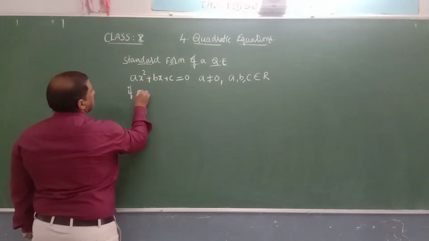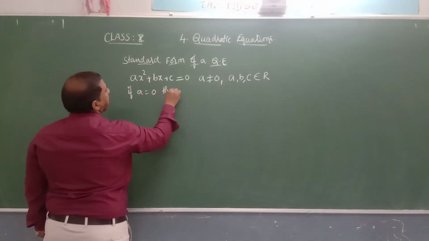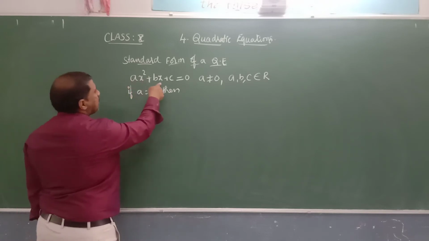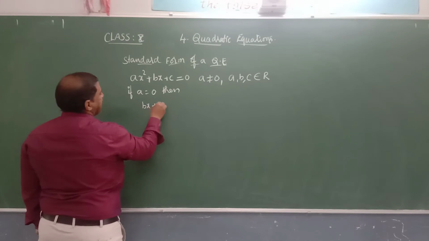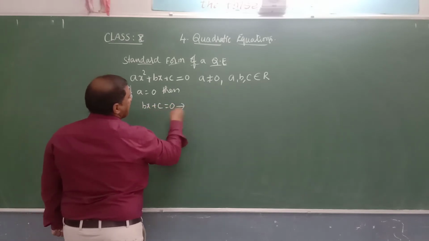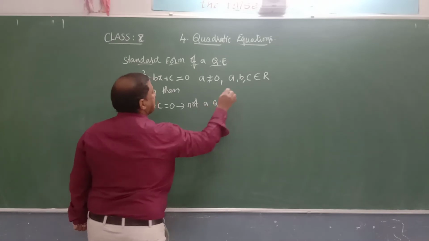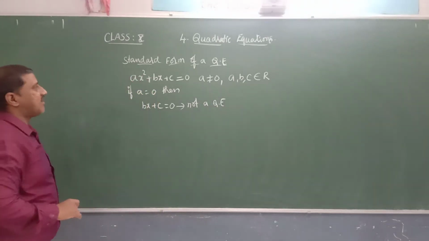If a is equal to 0, then what will it become? It will become 0 into x² equals 0, so 0 plus bx plus c, that is bx + c = 0. It is not a quadratic equation. It is a linear equation.